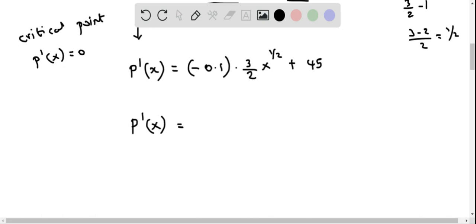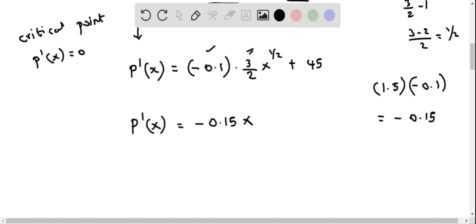This equals, this 3 by 2 is basically 1.5. And then we multiply this with negative 0.1, and it is equal to negative 0.15. So when we multiply negative 0.1 and 3 by 2, we get negative 0.15. We then have x to the power 1 by 2. This we can write as the square root of x, plus 45. So we have obtained the expression for the derivative of the profit function.